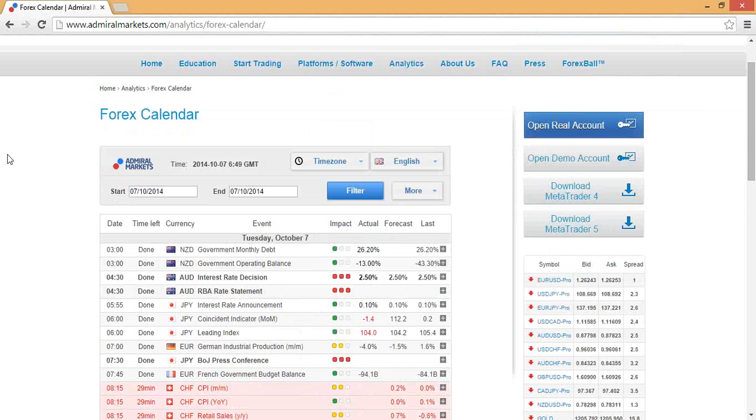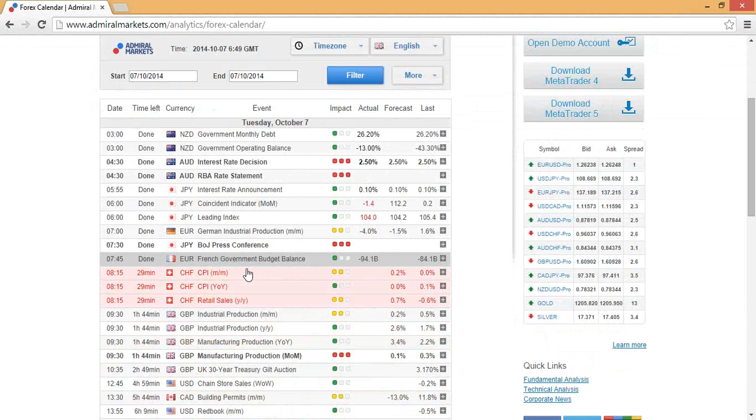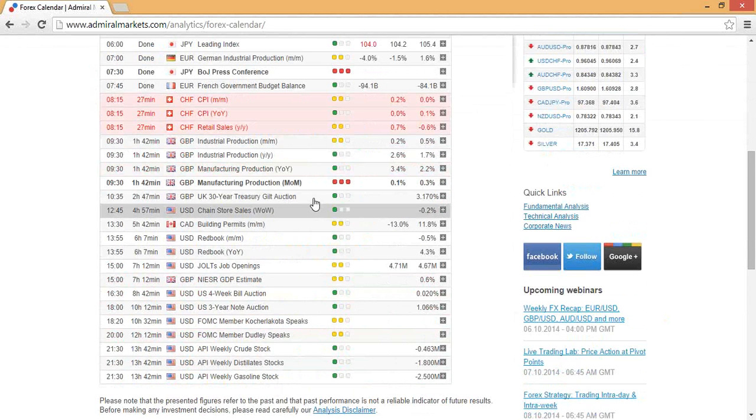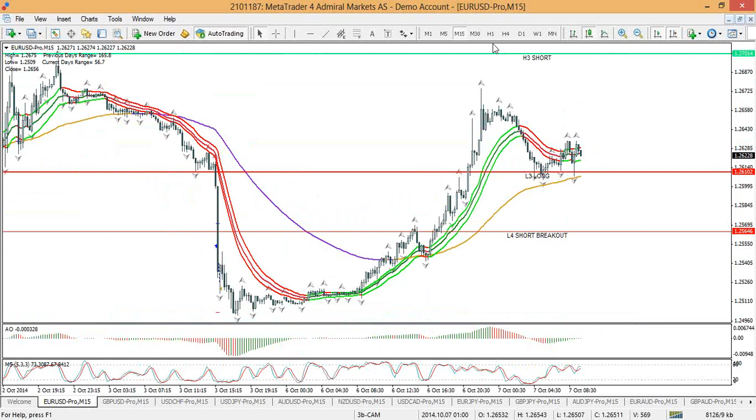First of all, let's take a look at the calendar. We had a rate statement on the Aussie, which stayed at 2.5. Otherwise, we have production and pound news, which is a big red-tagged event, and pretty much regarding red-tagged events, a quiet day.